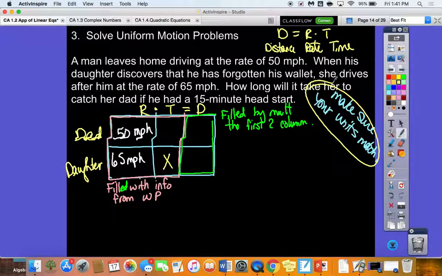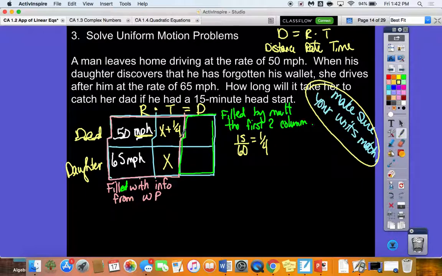Now this is where it gets sticky, and we've got to do this right. We've got to watch our units because it's very tempting to say x plus 15 and put it in this box right here. But if you think about what this means, we are using the units of miles per hour. So we need to use the portion of an hour that he's been gone. The 15 minutes is 1/4 of an hour. So I really need x plus 1/4.